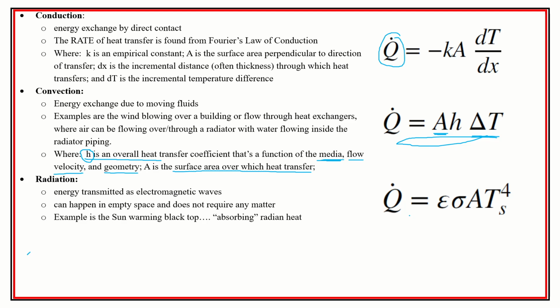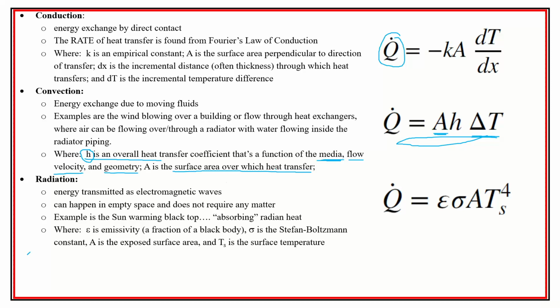So we have several things in this equation that will be noted. We have this epsilon, which is emissivity, which is like the fraction of a black body. So I think 1 is something that would be black, and close to 0 would be something that was highly reflective. We have this sigma, which is the Stefan-Boltzmann constant, so that's nice to have a little constant that you can look up. A is the exposed surface, and then T_s is the surface temperature.